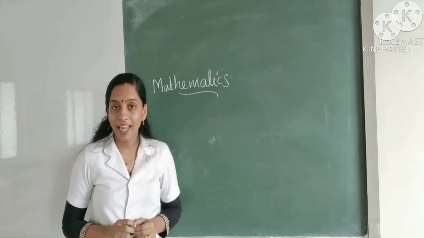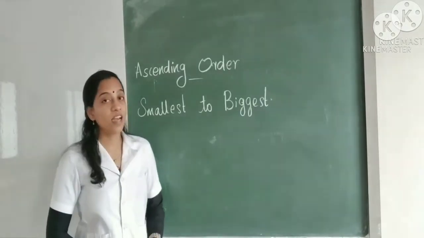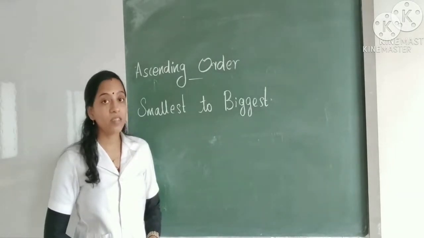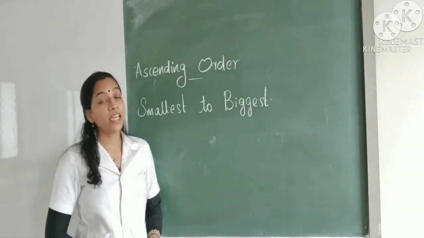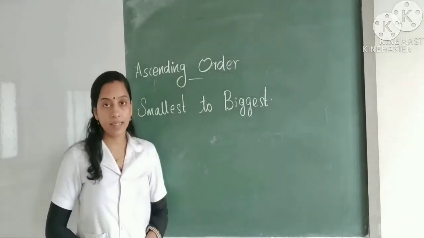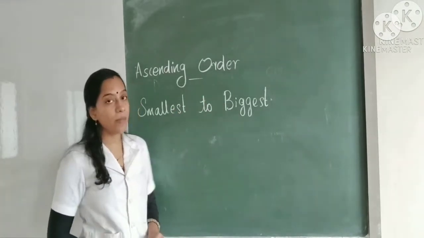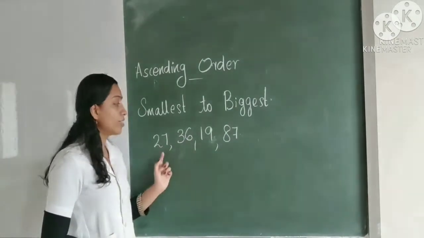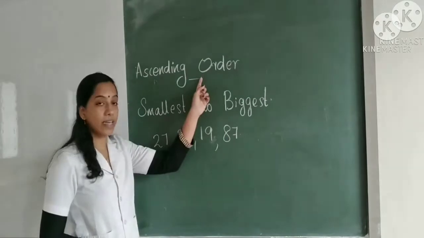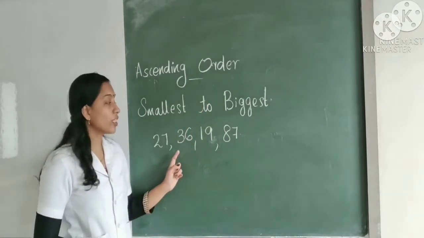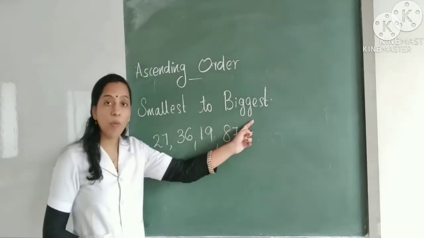Are you ready? Yes. First let us learn about ascending order. Ascending order means arrange the numbers in increasing order, that is from smallest to biggest. Let us understand this with an example. Here I have written 4 numbers. We have to arrange these numbers in ascending order. We know in ascending order, we have to arrange the numbers from smallest to biggest.